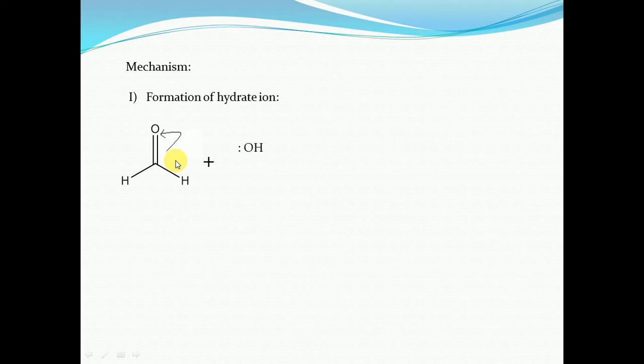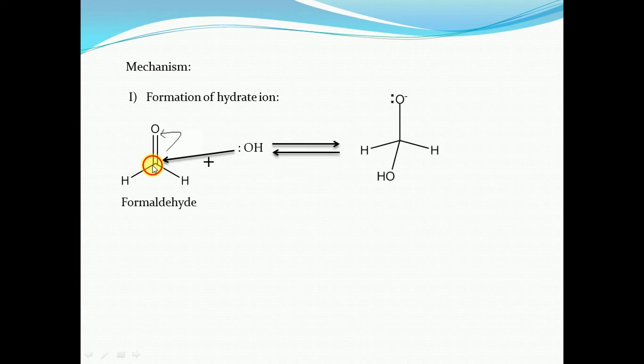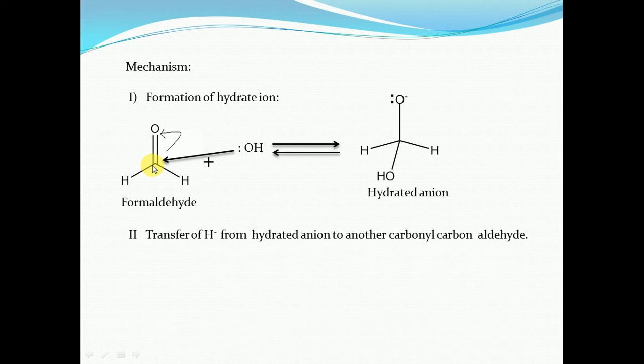In the presence of your nucleophile, that is the hydroxide ion, because of the formation of this carbocation, your nucleophile will attack on this carbocation, and you are getting a product, that is the hydrated ion, from formaldehyde to hydrated anion. Now the second step of this reaction is transfer of proton, that is a hydrogen, from the hydrated ion to another carbonyl carbon aldehyde. Another carbonyl aldehyde means which? Yes, your benzaldehyde. Your hydrated anion reacts with your benzaldehyde.